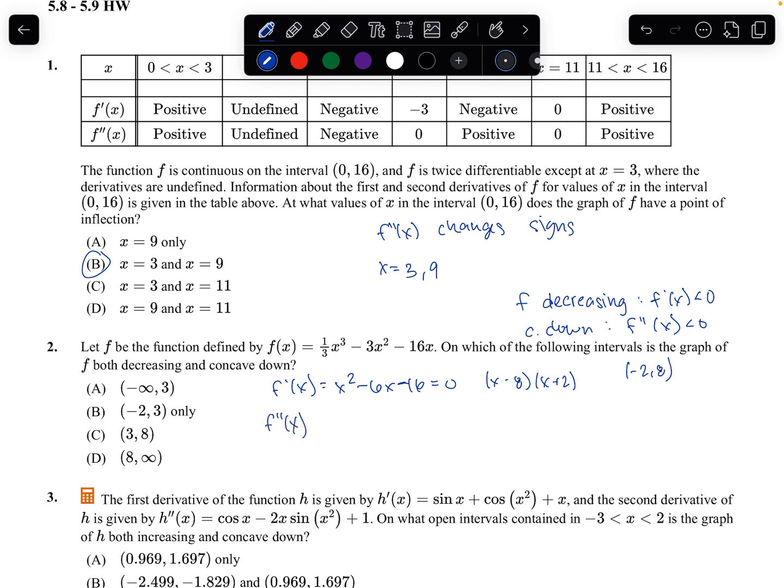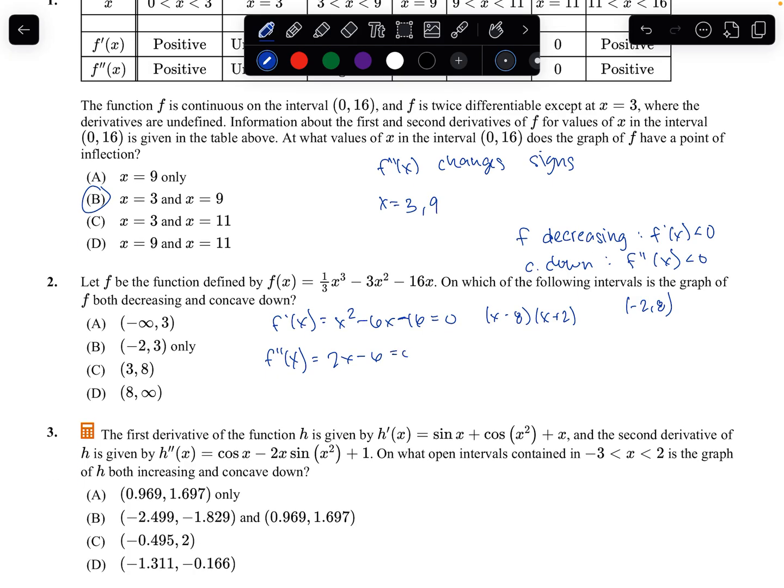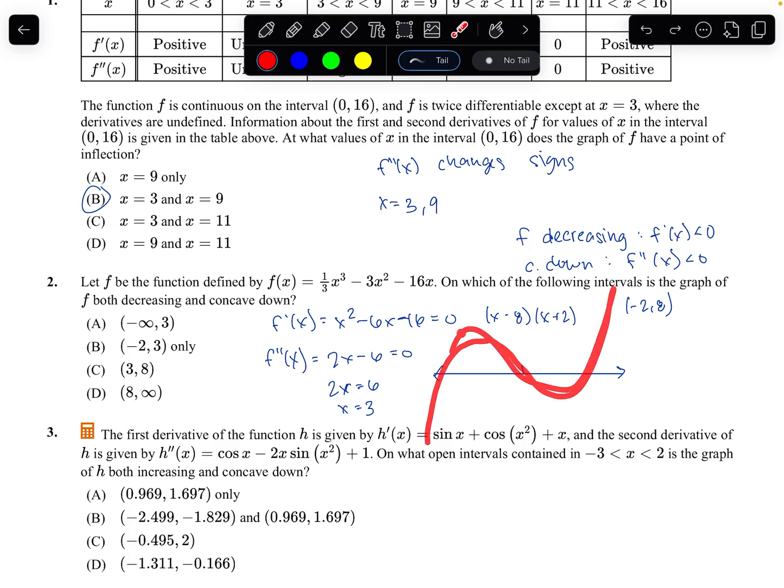The second derivative of x is going to be equal to 2x minus 6. I'm going to set that equal to 0. So 2x is going to be equal to 6. That means x is going to be equal to 3. So that's where potentially it changes concavity. So then, again, if I just think about the graph of x to the third, it's probably looking like this, where the concavity changes at x equals 3. So it's going to be concave down, then concave up.